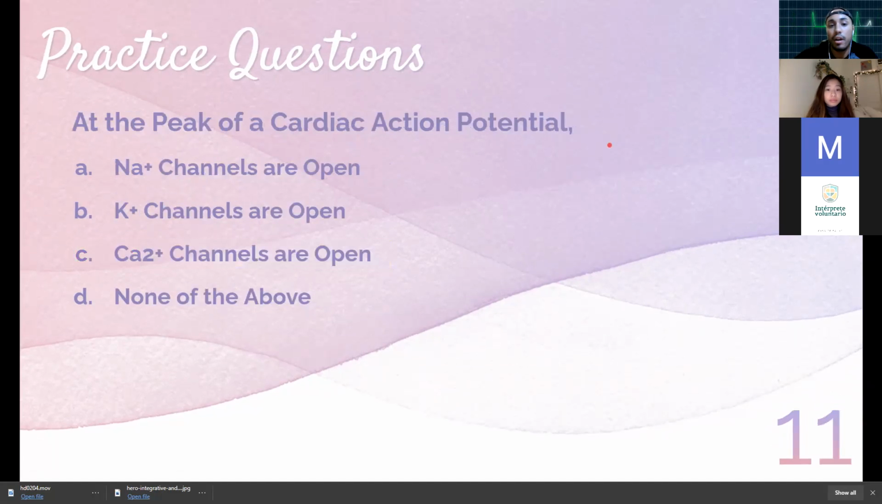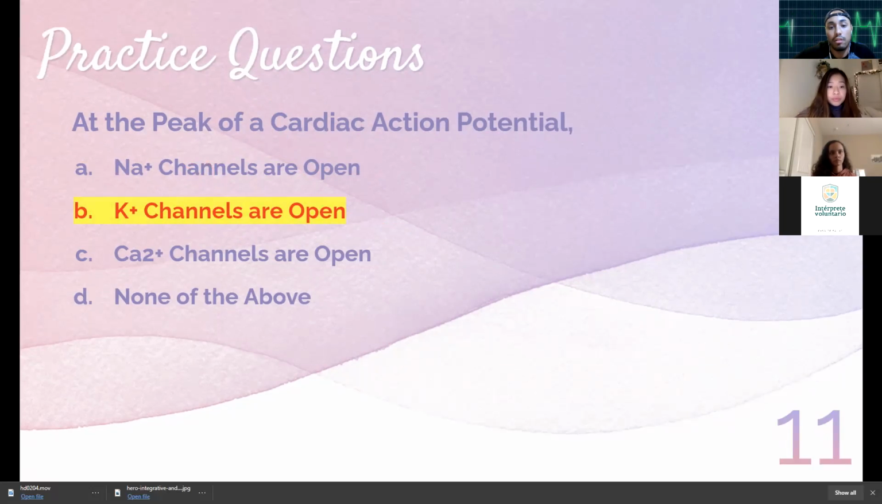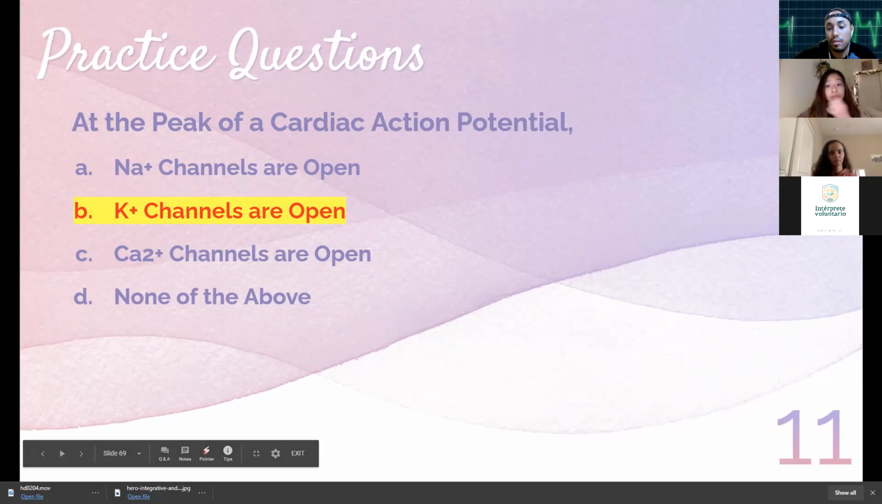All right, cardiac action potential. This one might be a little bit more tricky if you don't have the graph in front of you, but let's see if you can pick it up from memory. What do you think is open at the very peak of the cardiac cycle? So remember how the cardiac cycle has that waveform. There you go. Oh, I kind of ended it early, but yeah, for the most part, you guys got it. Good job. You guys are ready for your exam.